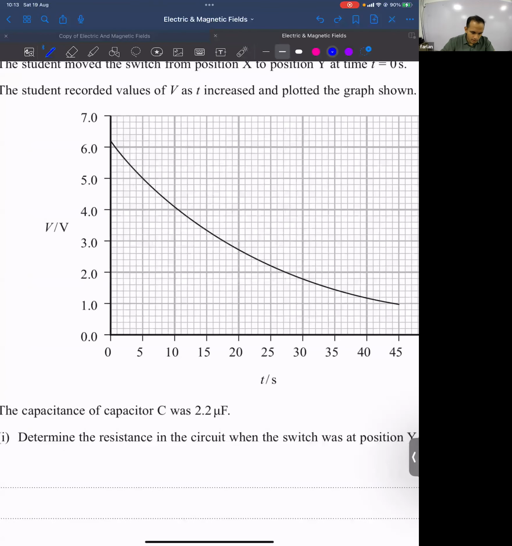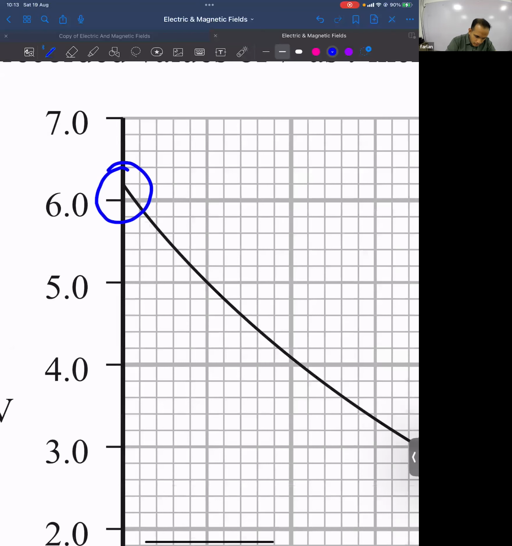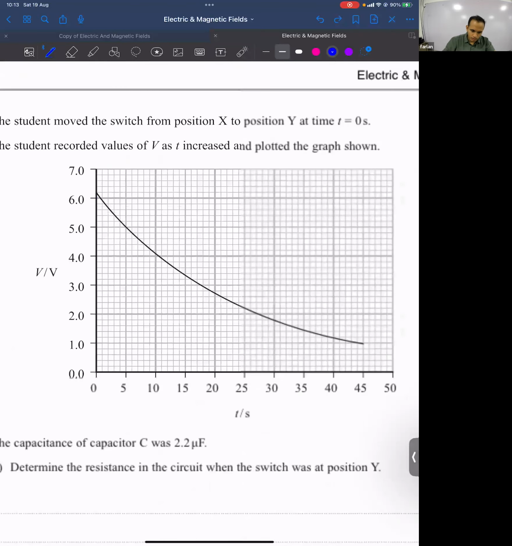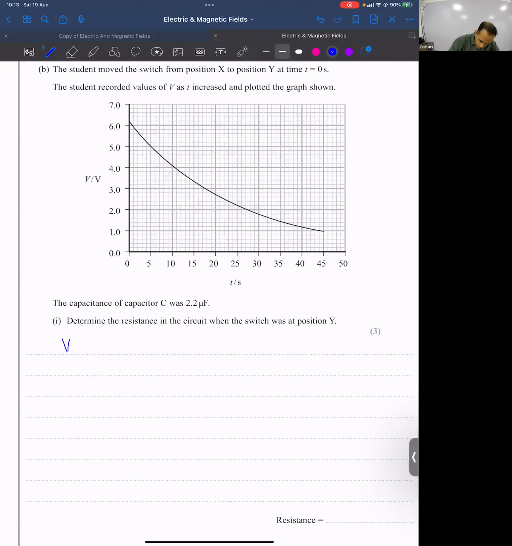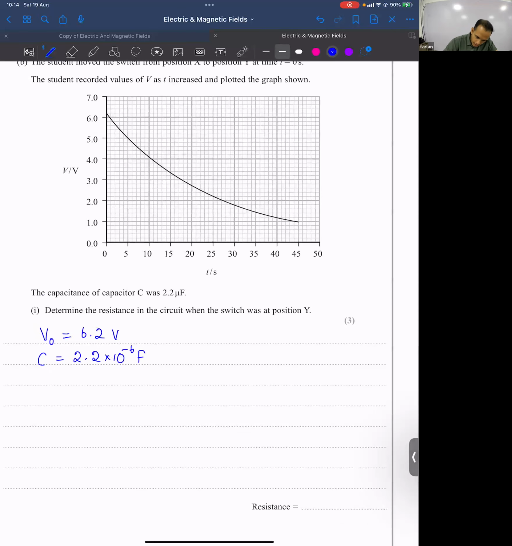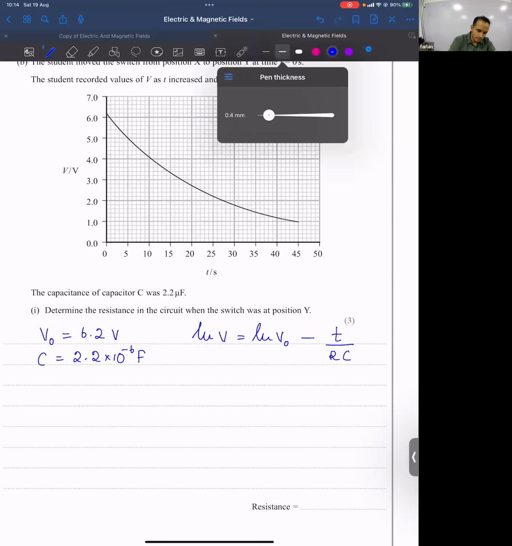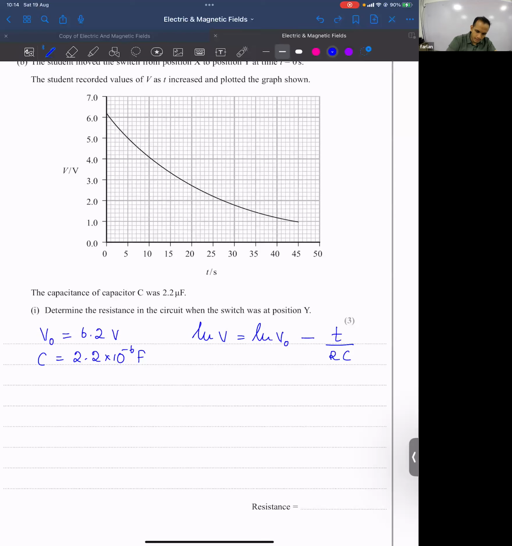Guys, what is the initial voltage you see? 6.2. So the V naught is 6.2 volts. What is the capacitance? 2.2 times 10 to the power minus 6 farads. So I'm going to use ln V equals ln V naught minus T over RC. ln V equals ln V naught minus T over RC.